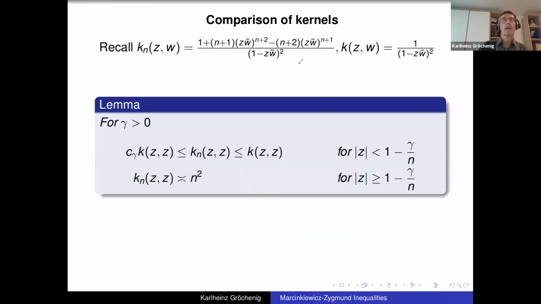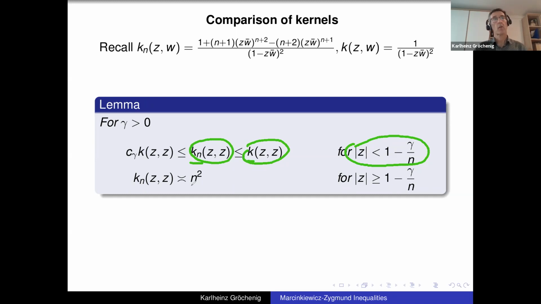So the second ingredient is the comparison of kernels. We compare the intrinsic kernel, intrinsic for polynomials of degree n, to the Bergman kernel. I don't want to display the formula for the intrinsic kernel again, but the insight that you get after some estimates is that, again, on the same disk where the energy is concentrated for polynomials of degree n, also the intrinsic kernel on the diagonal is comparable to the Bergman kernel itself.